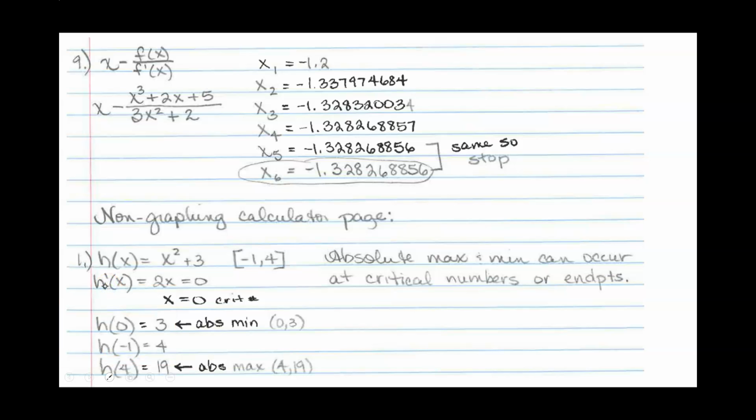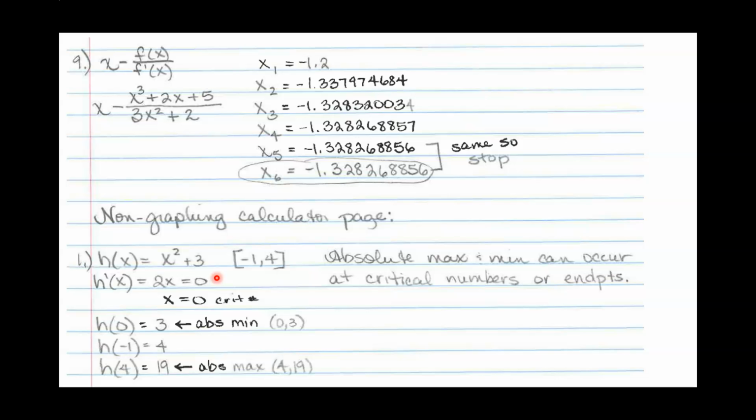All right, then we switch to the non-calculator or the non-graphing calculator page. You can use the scientific if you'd like. But on the non-graphing calculator page, they ask us to find the absolute maximum and minimum for this function on the interval from -1 to 4. Your absolute maximum or minimum can occur at your critical numbers or at your endpoints. So let's find the critical numbers first. Remember, you find critical numbers by taking the derivative and setting it equal to 0, or seeing where the derivative doesn't exist.